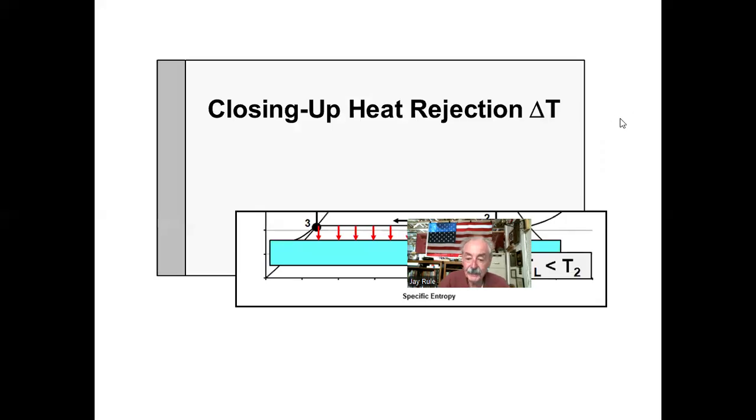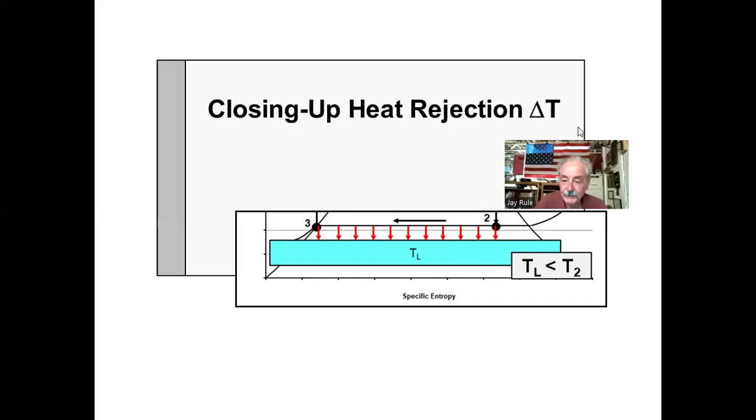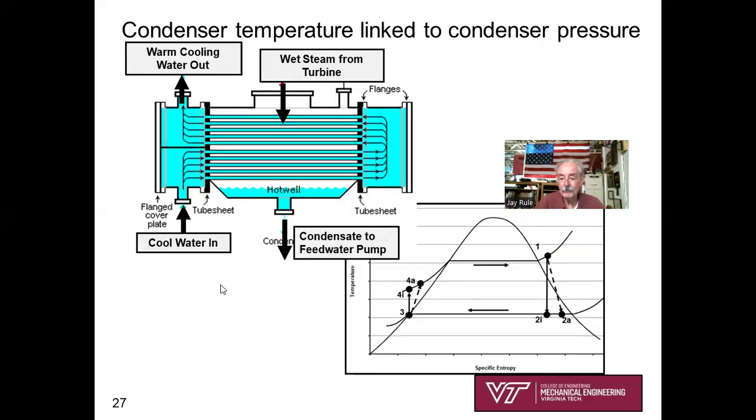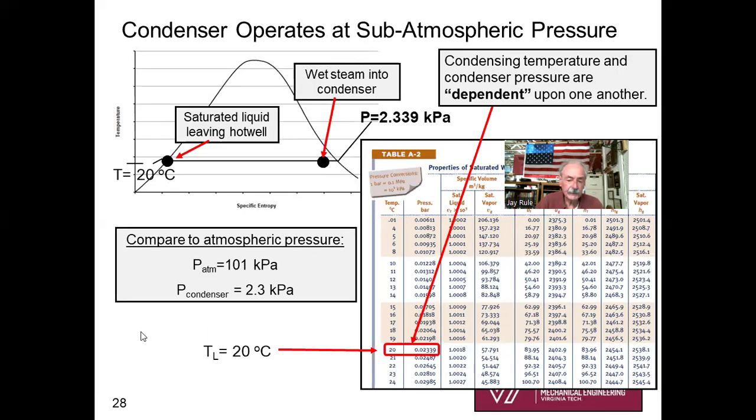Closing up heat rejection delta T in the condenser section. So remember what the condenser looks like. We're condensing from state 2 to state 3, and we're using cooling water, let's say from the river, to accomplish that, Q dot L, into the river water. Recall that the condenser is operating at a low pressure, let's say, for example, 20 degrees C. And so the closer we can get the condensing temperature to the river water temperature or the cooling water temperature, the less irreversible our process is going to be.